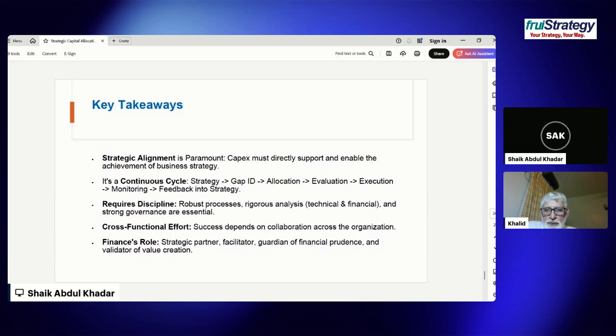Thirdly, this entire process requires discipline. We must have robust process, rigorous analysis, technical and financial, and strong governance are essential. It's a totally cross-functional effort. Every large project has a cross-functional impact, so the success depends upon the collaboration across the organization. And lastly, the finance role is to be a strategic partner, facilitator, guardian of financial prudence, and a validator of value creation. So these are the key takeaways from my presentation today.